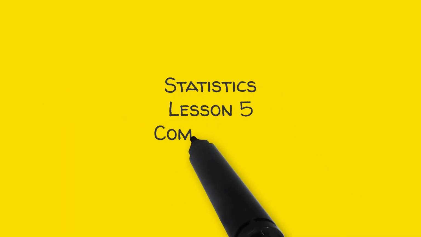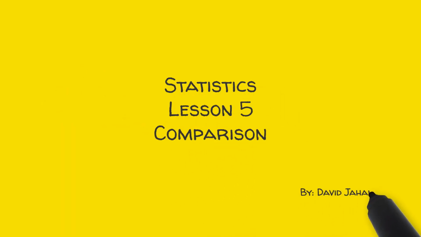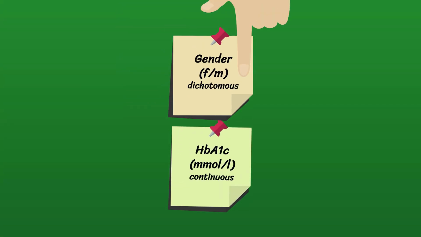Lesson 5, Comparison. Imagine you have one continuous and one dichotomous variable.